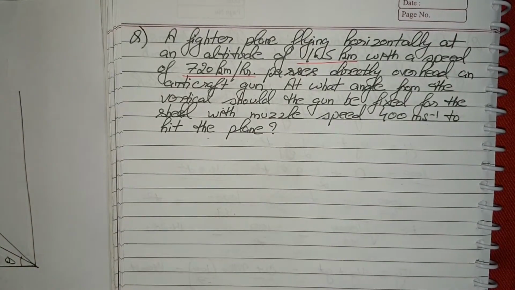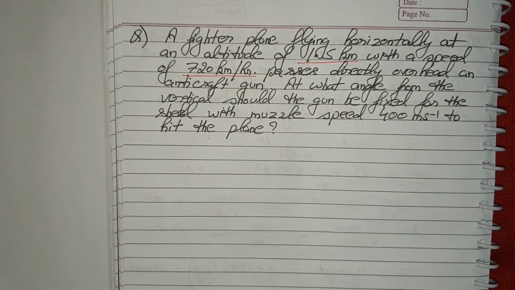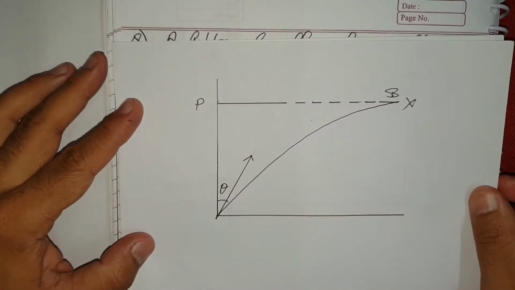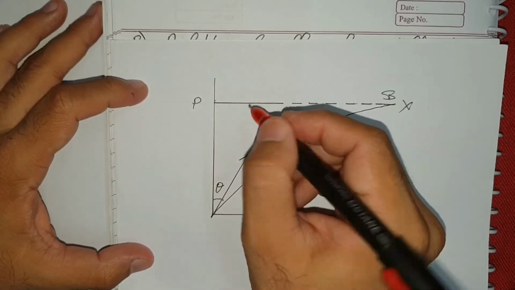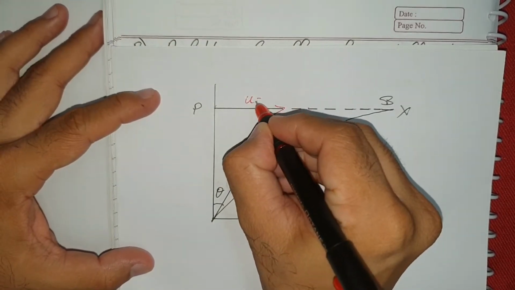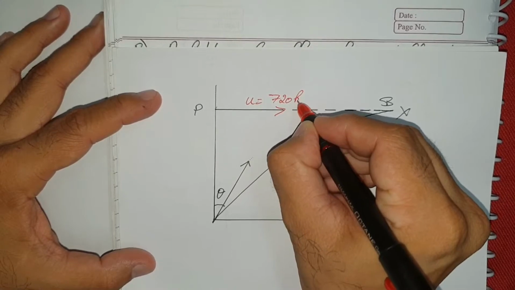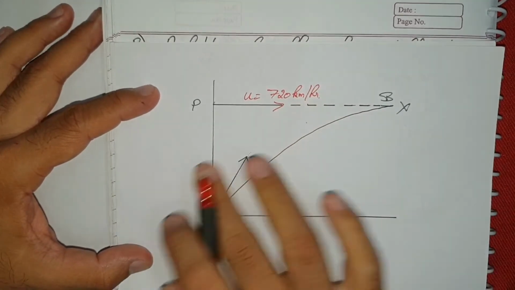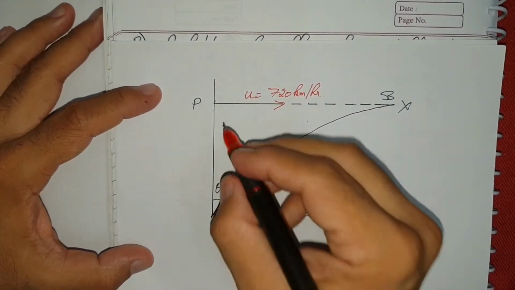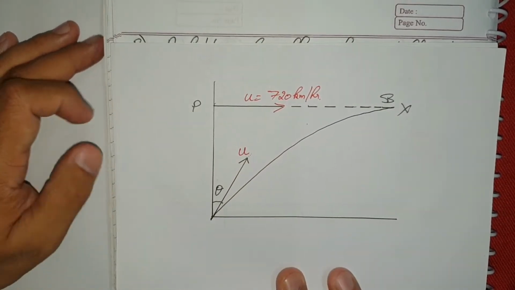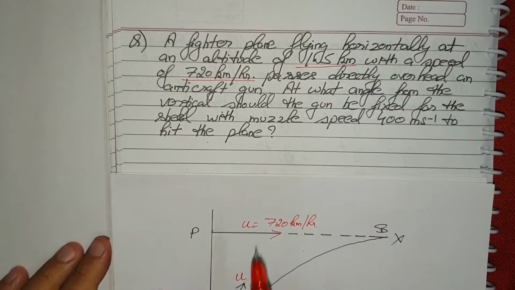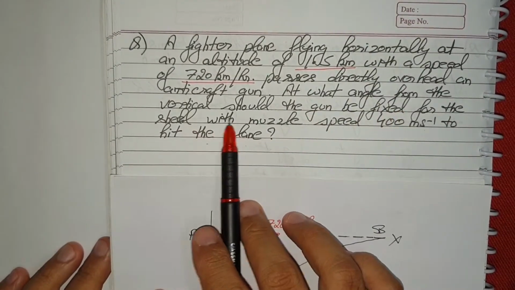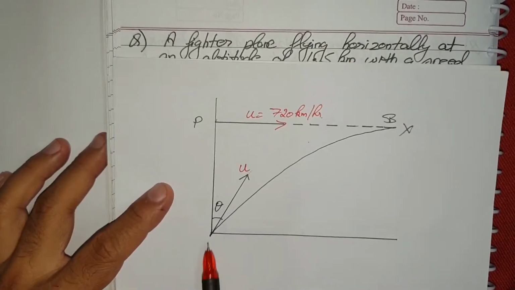So basically the plane is directly overhead the anti-aircraft gun. This is the diagram. This is an anti-aircraft gun, and this was the plane. You can take its velocity u as 720 kilometer per hour, flying like this. Now, this is the velocity of the shell from the anti-aircraft gun, which makes an angle theta with the vertical. The question is, at what angle from the vertical? So this is theta with the vertical.